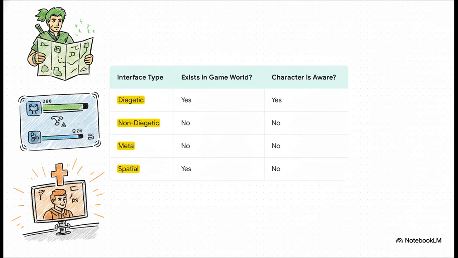A yes to both, that's diegetic, easy. A yes to being in the world but a no to the character knowing about it, that's spatial. If the answer to both is no, then you know it's a 2D overlay. From there, just ask if it's thematically justified, like blood spatter. If so, it's meta. If it's just a plain old health bar, it's non-diegetic.